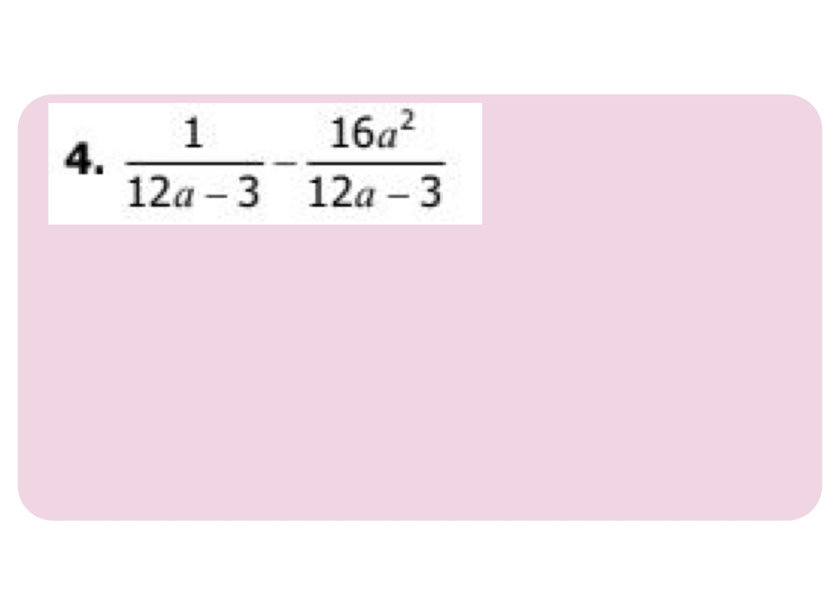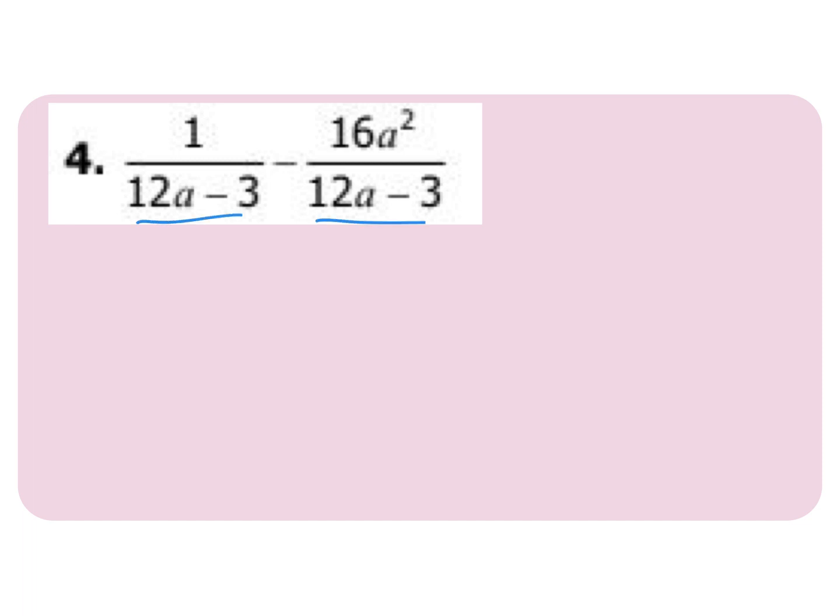So here's my first problem. We're going to be skipping around a little bit, so follow along with me here. Number 4, we have 1 over 12a minus 3, minus 16a squared over 12a minus 3. First thing I notice right off the bat, this is love at first sight. I love to see it. They have the same denominator.